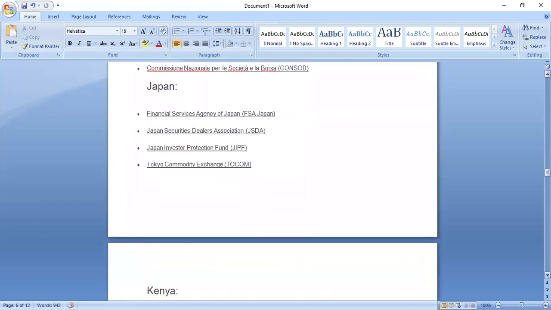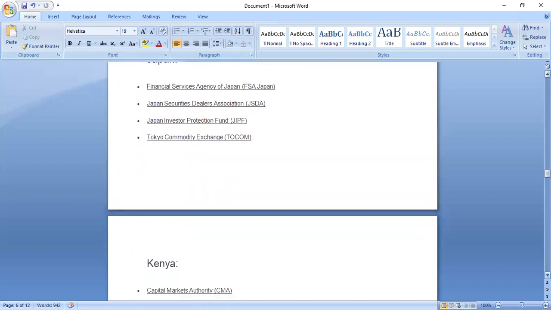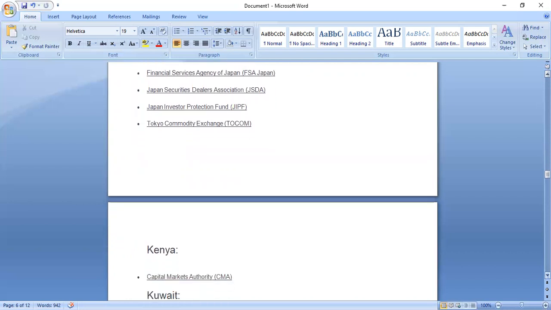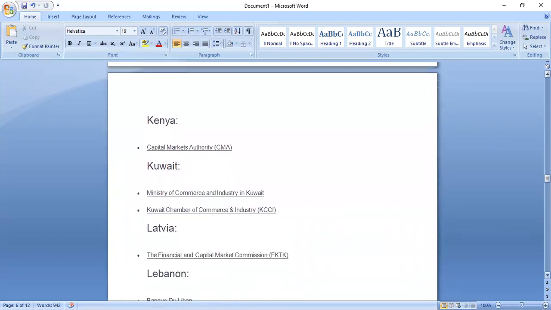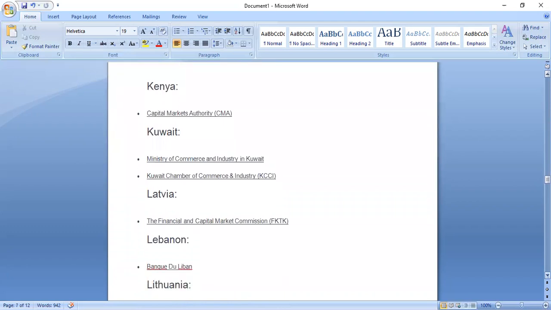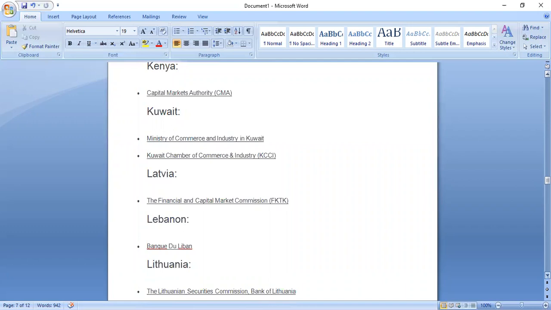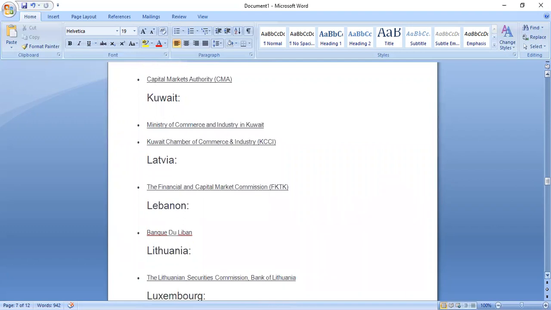Now in Japan, you should have the Financial Services Agency of Japan, which is FSA Japan, and the Japan Securities Dealers Association, JSDA, and then the Japan Investor Protection Fund, and then the Tokyo Commodity Exchange, that's TOCOM. Now in Kenya, we are on the soil of Africa, so let's go to Africa. In Kenya, we have the Capital Markets Authority, that's CMA. In Kuwait, we have the Ministry of Commerce and Industry and the Kuwait Chamber of Commerce and Industry.